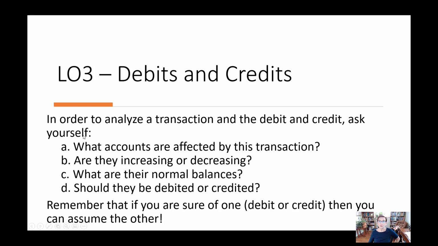Now, this is why it's a little tricky to learn debits and credits. You have to make all of these decisions before you decide whether to debit or credit an account. So you're going to ask yourself, what accounts are affected by this transaction? And we're going to look at an example in a minute. There's going to be at least 2 accounts because there's always at least one debit and at least one credit. There could be many debits and many credits, but there has to be at least one of each. Then you need to decide, are they increasing or are they decreasing? What are their normal balances? Is the normal balance a debit or a credit? And then that helps us to decide, should we debit it or should we credit it?